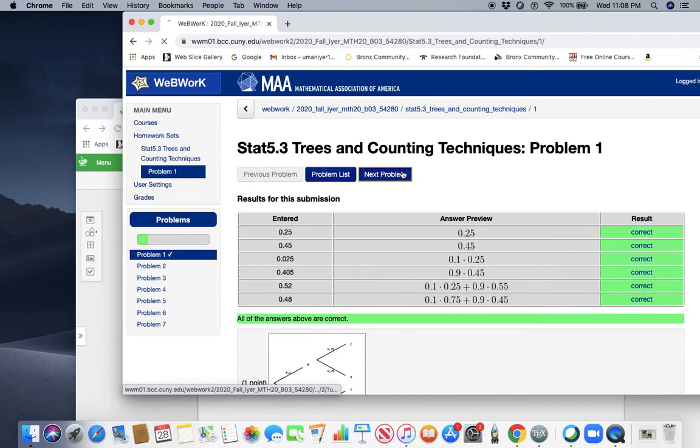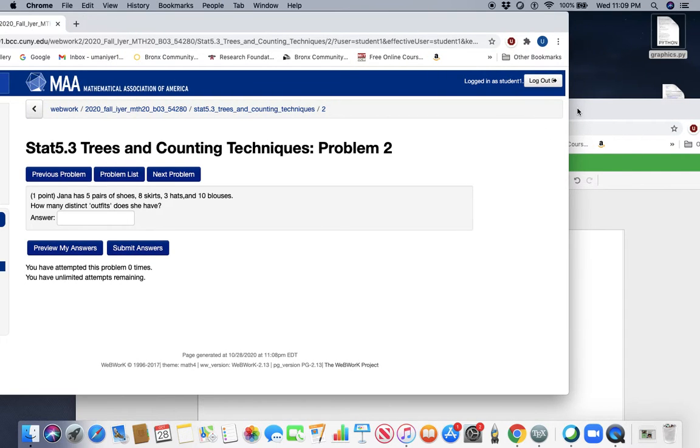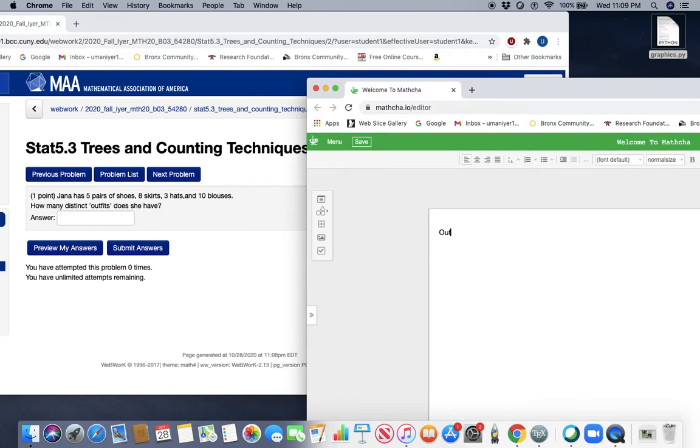All right. Next problem. Jana has 5 pairs of shoes, 8 skirts, 3 hats, and 10 blouses. How many distinct outfits does she have? Well, this is one of those. What is an outfit? An outfit consists of some number of shoes, skirts, hats, and blouses.